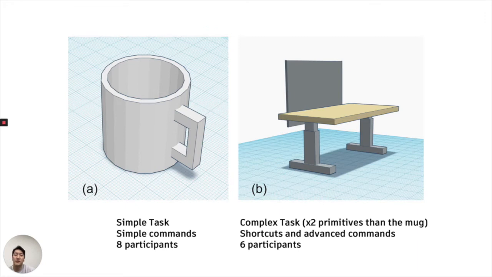14 participants were recruited for the mug task and 11 participants were recruited for the desk task, but we excluded participants who did not follow the instructions or failed to upload their recordings in the final step. After applying this criteria, we had 8 participants for the mug task and 6 participants for the standing desk task. And here are the results.